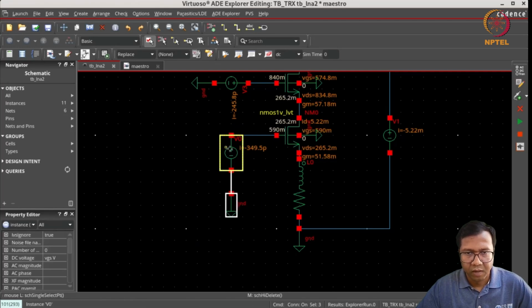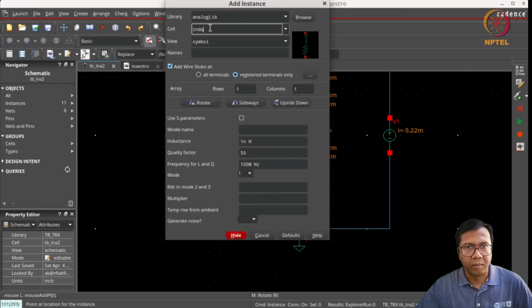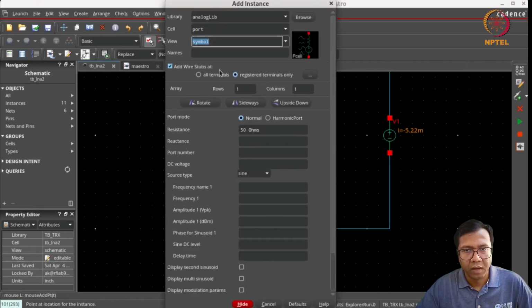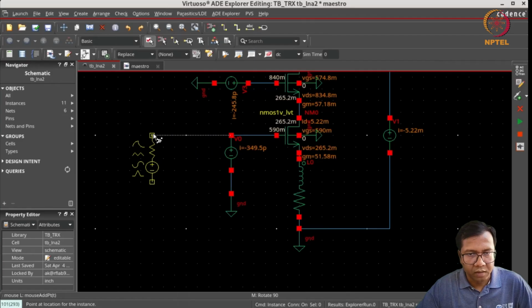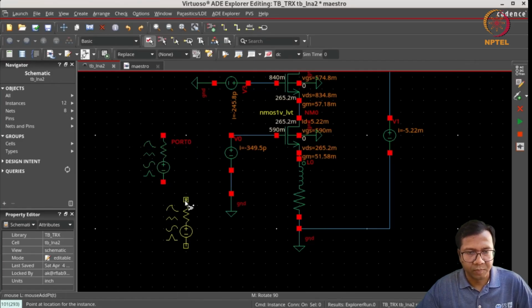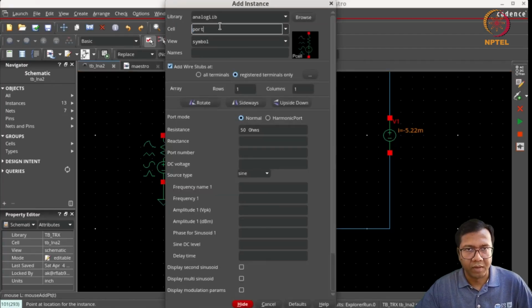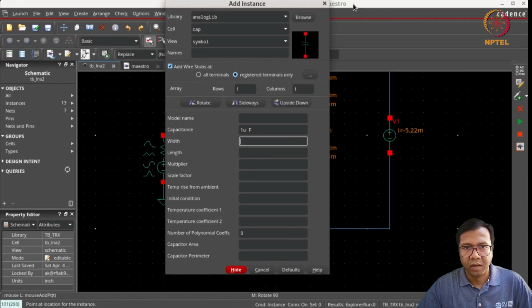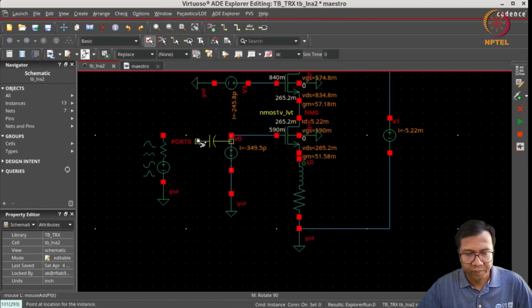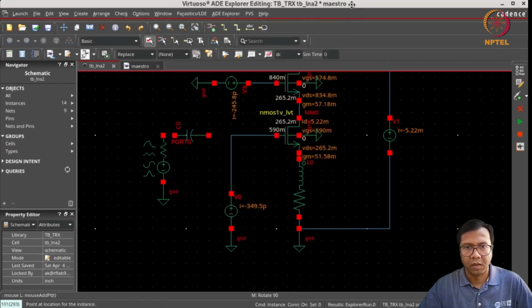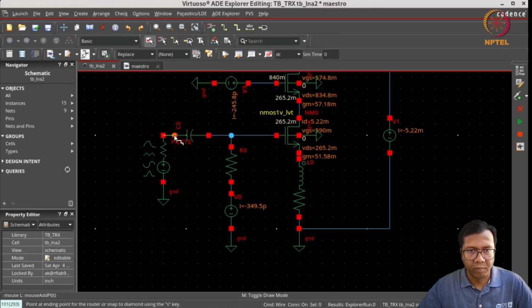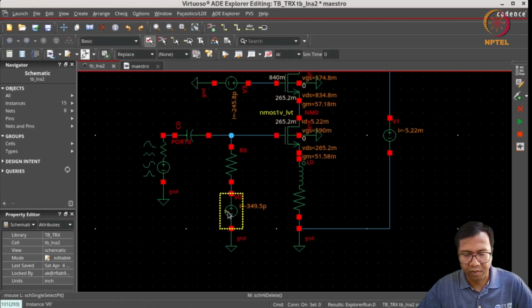So for that we will add a port to the gate, and this port will help us in performing an S parameter simulation. So using the S parameter simulation, we can find out what is the input impedance. The port should be AC coupled, otherwise it is going to change the DC voltage at the gate. So now we are AC coupling the port to the gate and DC is supplied by this DC source.